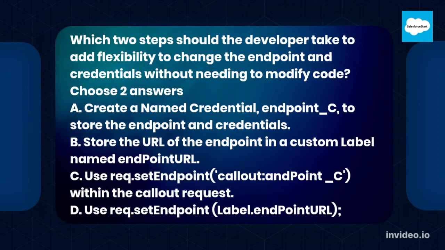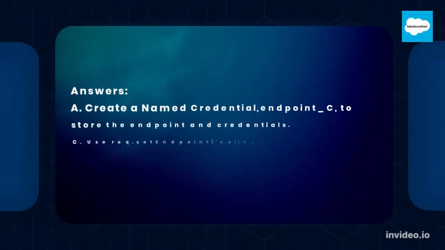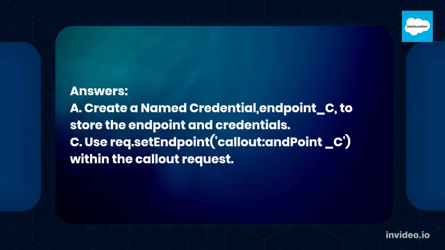Which two steps should the developer take to add flexibility to change the endpoint and credentials without needing to modify code? Choose two answers. A. Create a named credential, endpoint_nc, to store the endpoint and credentials. B. Store the URL of the endpoint in a custom label named endpointURL. C. Use req.setEndpoint('callout:endpoint_nc') within the callout request. D. Use req.setEndpoint(Label.endPointURL). Answers: A. Create a named credential, endpoint_nc, to store the endpoint and credentials. C. Use req.setEndpoint('callout:endpoint_nc') within the callout request.